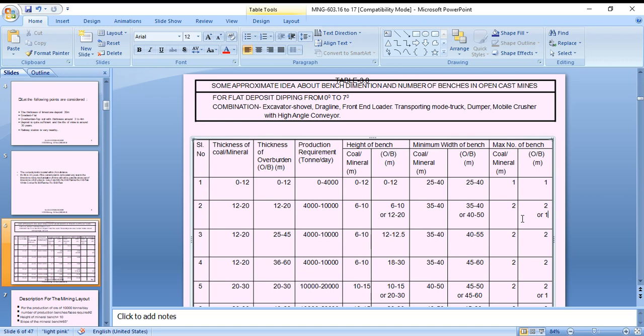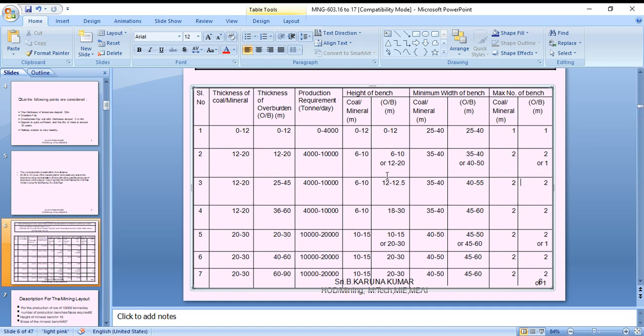You can observe here the thickness of the deposit, for example 0 to 12. So how much OB is required? 0 to 12. Production 0 to 4000 tons. Height of the bench, coal or mineral, 0 to 12. OB bench 0 to 12, if OB is concerned.